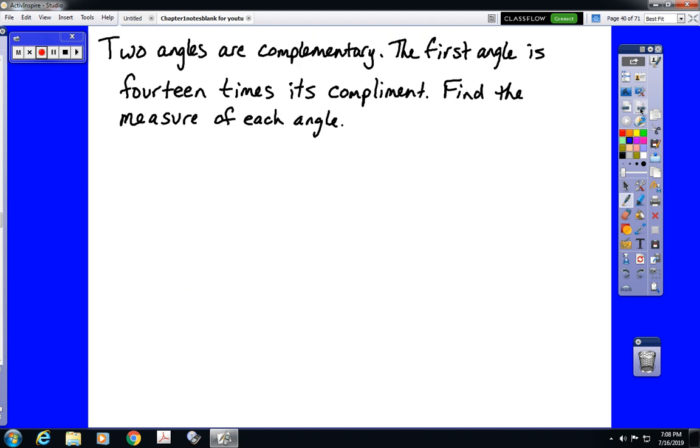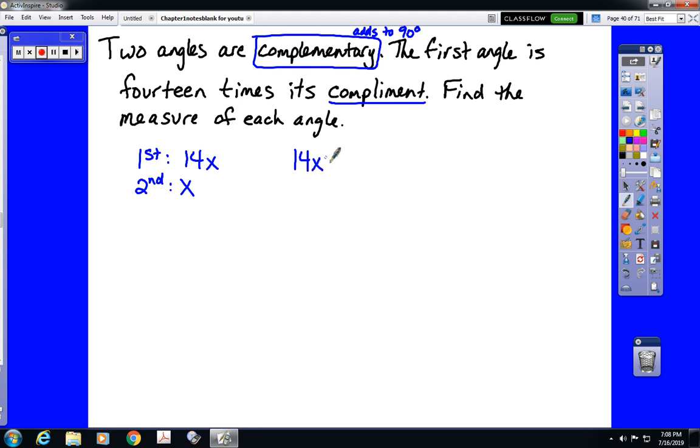This one, instead of being a supplementary problem, is going to be a complementary problem. Again, we should know that that word means adds to 90 degrees. So it says the first angle is 14 times its complement. So if the second angle is x, then the first angle is 14x. So if we add those together, they're complementary, right? So we'd say 14x plus x equals 90.